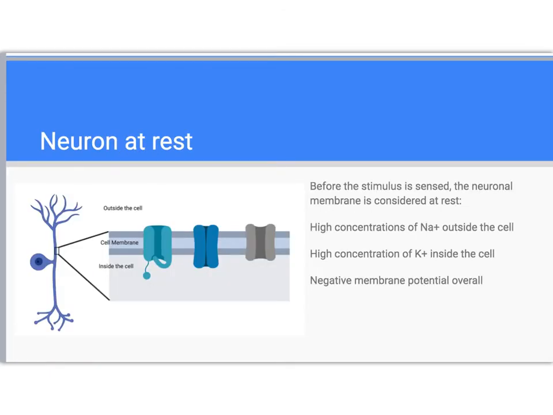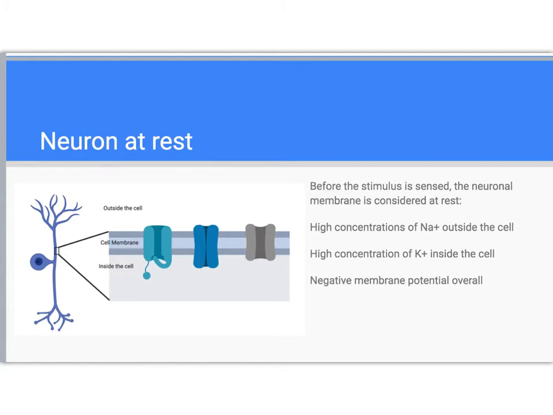So let's zoom in even closer to the axonal membrane of these neurons. At rest, that is when they're not receiving any stimuli at the dendrites, these neurons look like this. And we're going to focus in on just a few of the membrane channels that are relevant to membrane potentials and action potentials. Namely the potassium leak channels, the voltage-gated potassium channels, and the voltage-gated sodium channels.